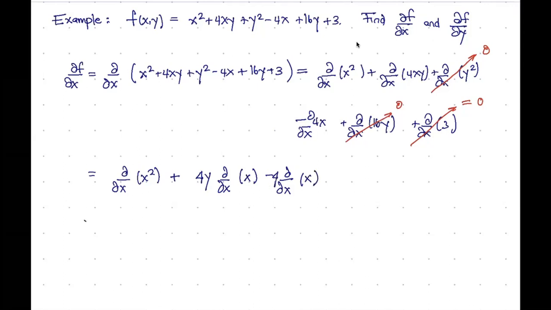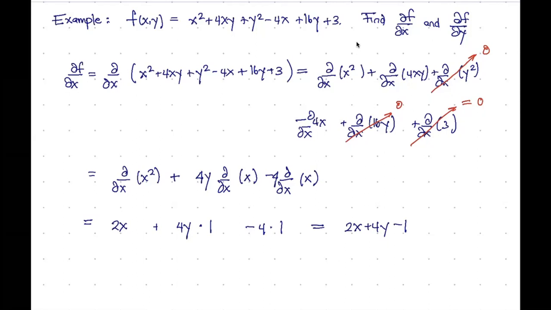So differentiating all of these using the ordinary differentiation rules, derivative of x squared is going to be 2x. Derivative of x is going to be 1, so we get 4y times 1 minus 4 times 1, which will equal 2x plus 4y minus 1. And that's the derivative of the function with respect to x.